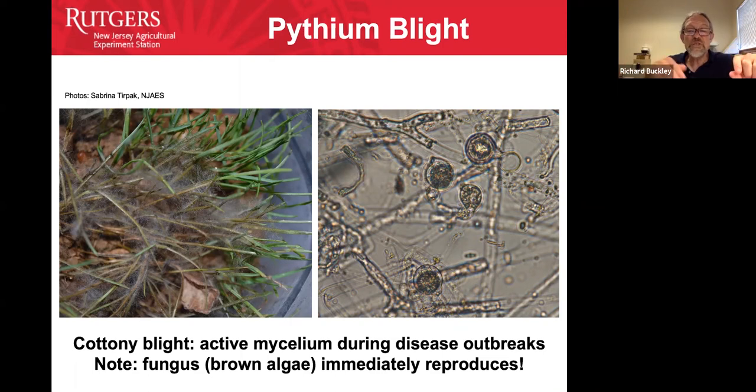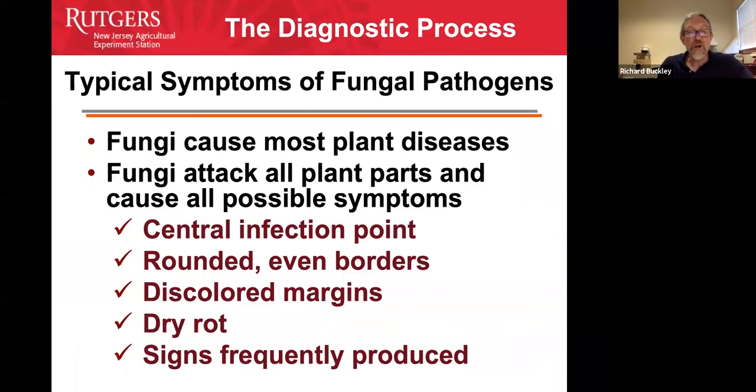The germ tube pushes itself down in between the cells, and it soaks up the nutrients that are moving in between the cells in the plant. It rarely breaks down cell walls and that sort of thing. Fungi from that central infection point grow in concentric circles, right?